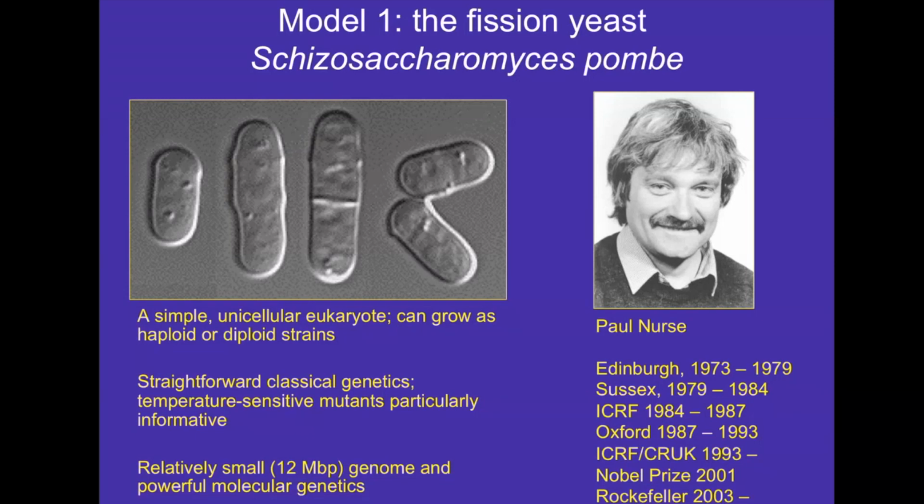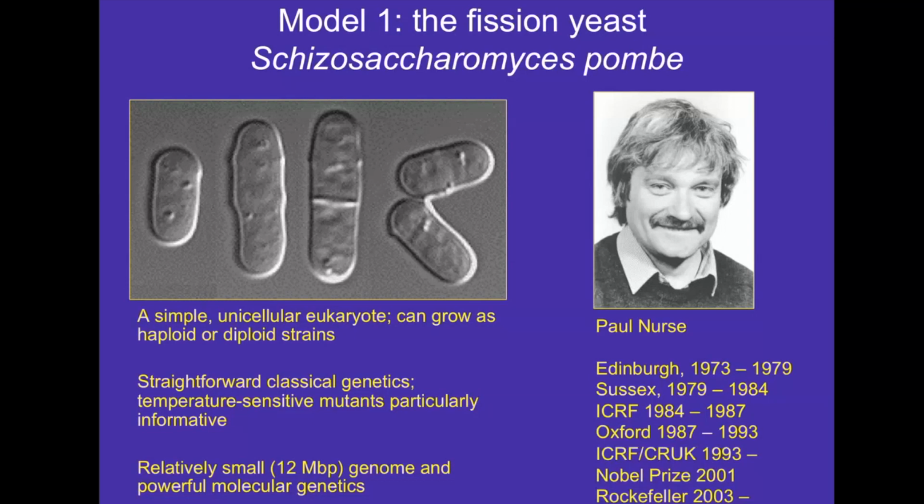He reasoned that it would be genetically simple enough that we might be able to learn something about the cell cycle by studying this organism. It has a tiny genome by comparison with the human genome, which is about 3,000 million base pairs. This yeast has a 12 million base pair genome, so almost 300 times smaller than the human genome. And it's also not subject to sort of ethical concerns.